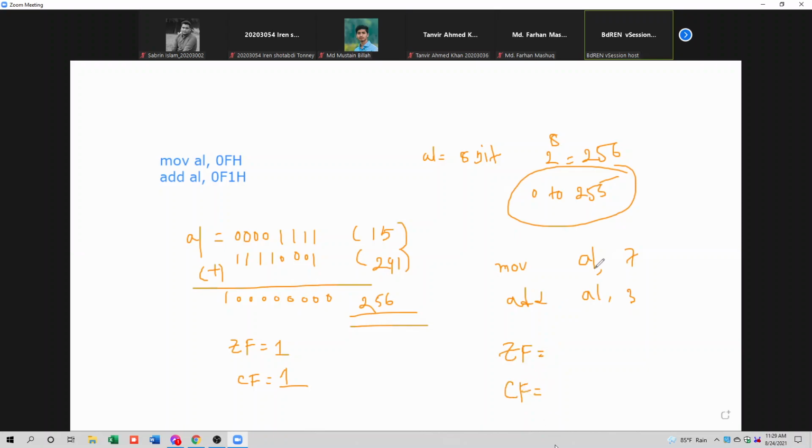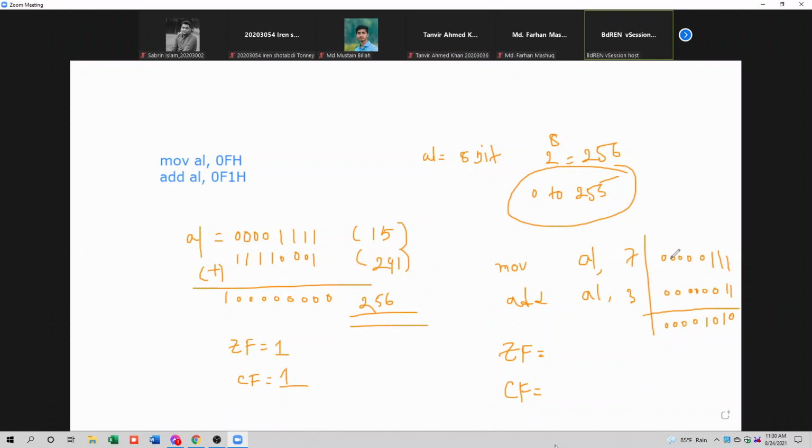So AL is an 8-bit register and its range of value is 0 to 255. The binary representation of 7 will be 0, 0, 0, 0, 0, 1, 1, 1. What about 3? Its binary representation is 0, 0, 0, 0, 0, 0, 1, 1. Now after the addition, the result will be 1 plus 1, 0, 1 plus 1, 0, plus 1, 1, 1 plus 1, 0, then 1, 0, 0, 0, 0.